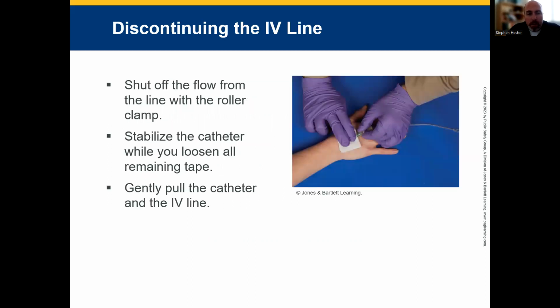All right, to DC the IV line, you're going to cut everything off, stabilize the catheter, loosen up all the remaining tape, and then gently pull it out. Tell the patient it's going to feel kind of odd, but you can just gently remove it.